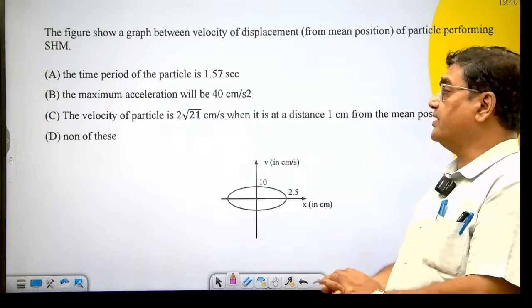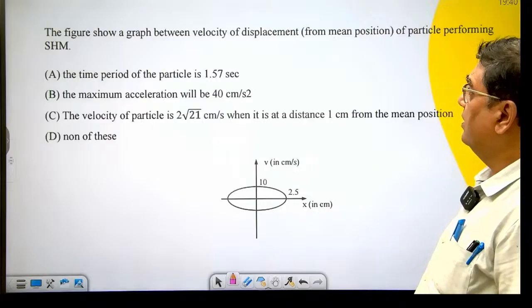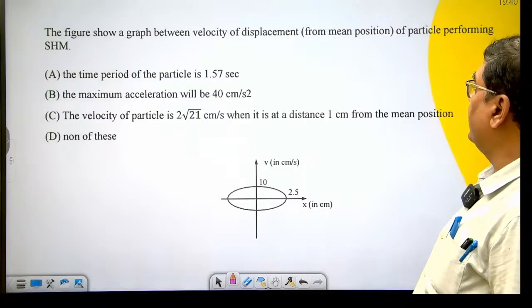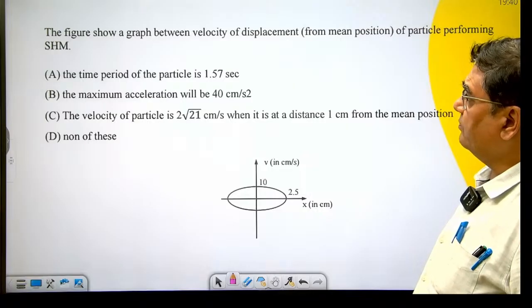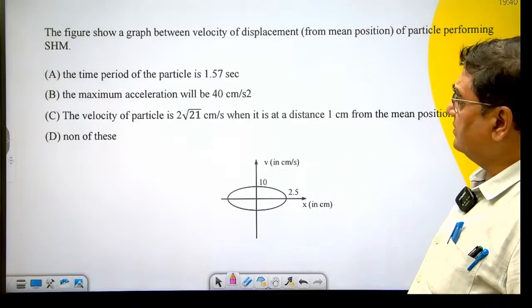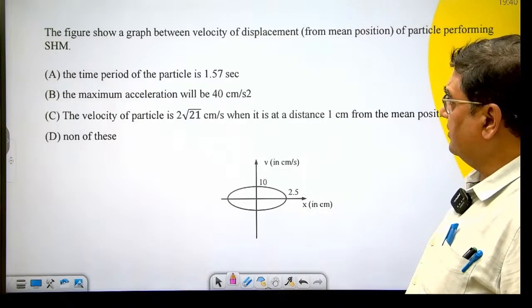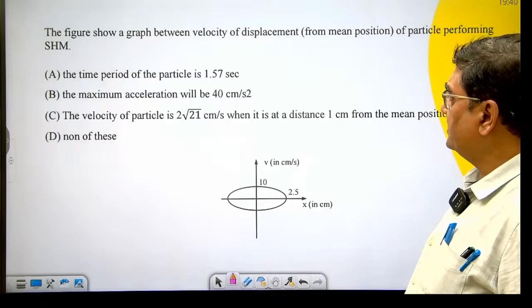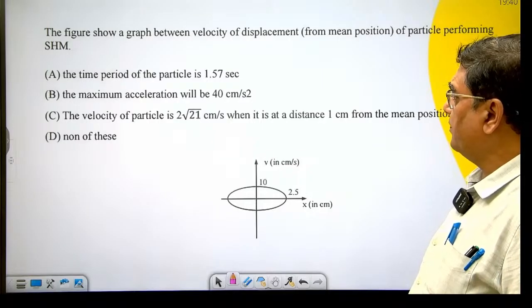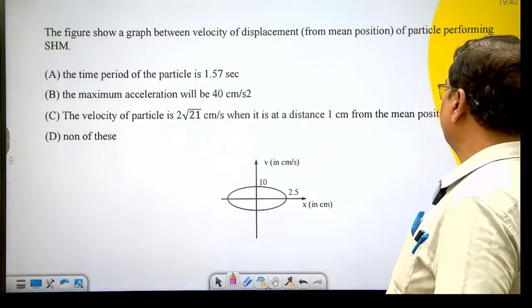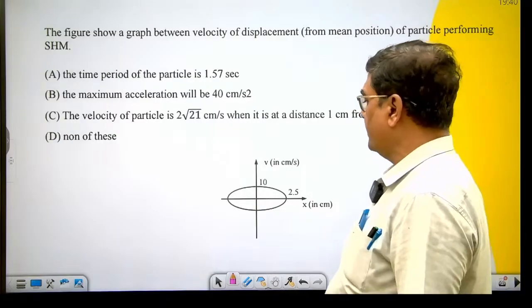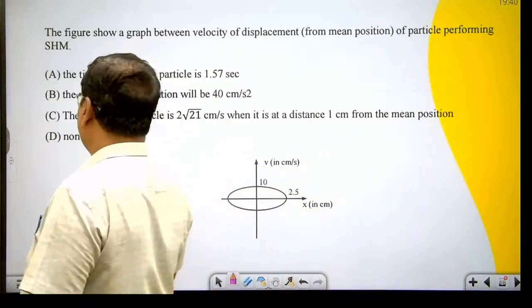This is a very good question in SHM. The figure shows a graph between velocity and displacement from mean position of a particle performing SHM. Here we have to determine whether the time period of the particle is 1.5 second or not, the maximum acceleration will be 40 centimeter per second square or not, the velocity of the particle is 2 root 21 centimeter per second when it is at distance 1 centimeter from the mean position, or none of these. Okay, all these things we will calculate here.